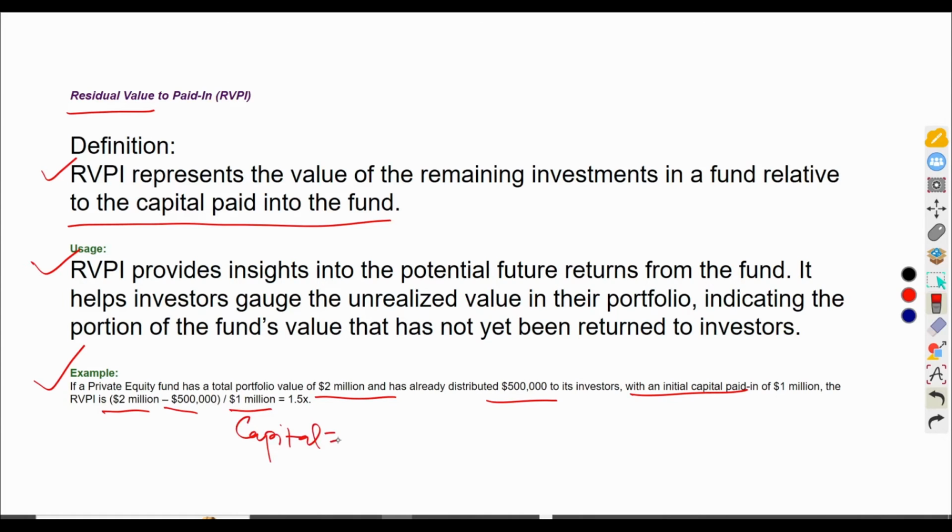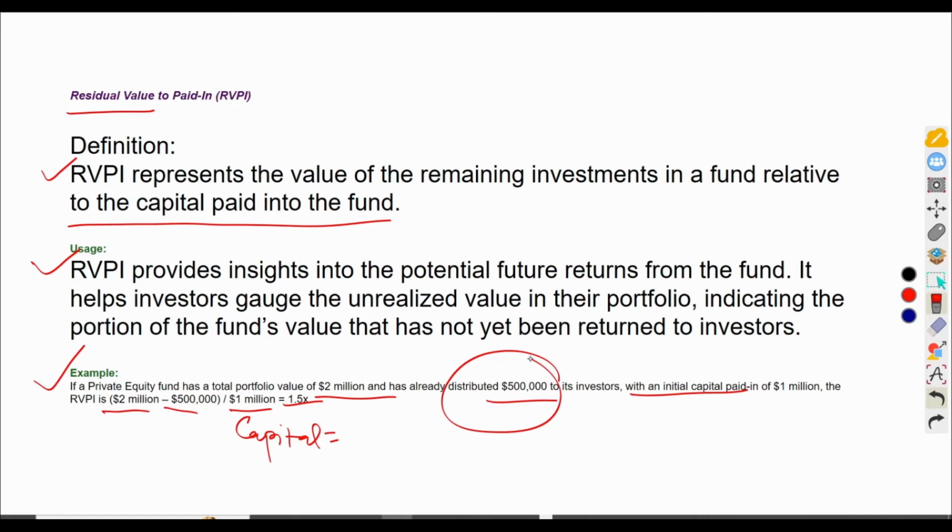If you compare it, it is 1.5x. What it means here is that the remaining value in that particular fund portfolio is 1.5x. So in short, 1.5 million is still pending, still in the pipeline or portfolio after the distribution, because 0.5 million has already been distributed and the remaining value of the portfolio is 1.5x.